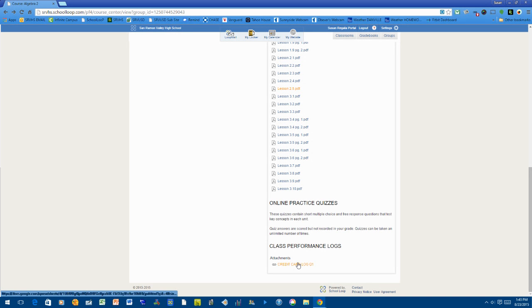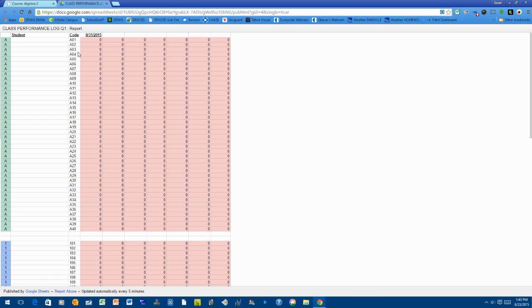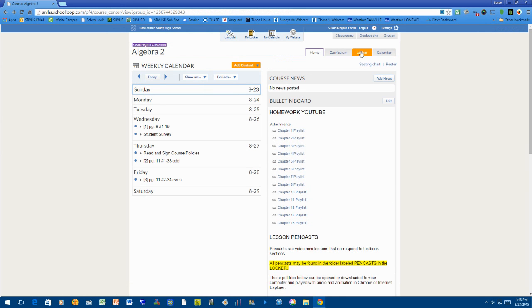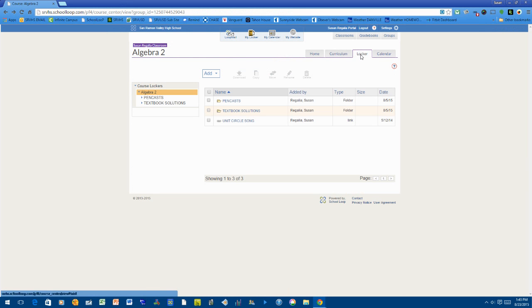And then at the bottom, the class performance log is a log that shows the credit that you've gotten on your class participation credit card. So when you look up your card number, you'll be able to see these are turned green and you'll get 1 point for your participation each week. So that's that.